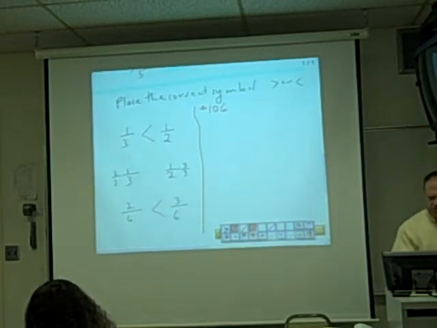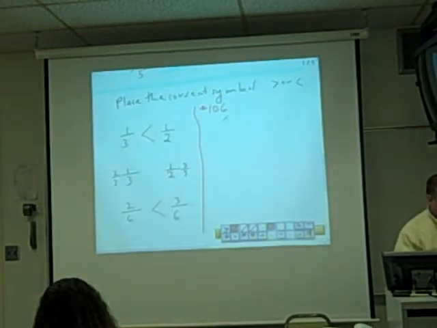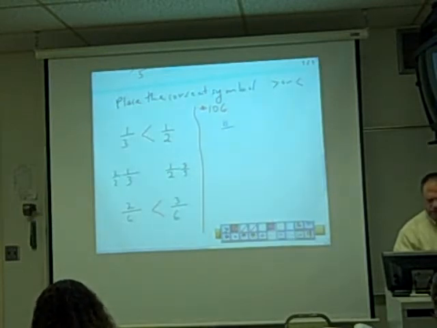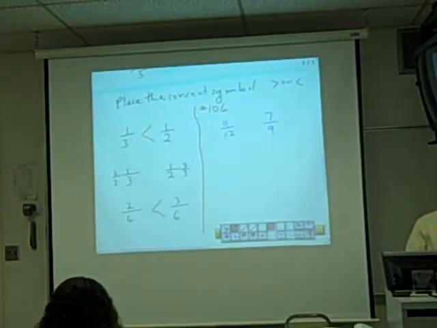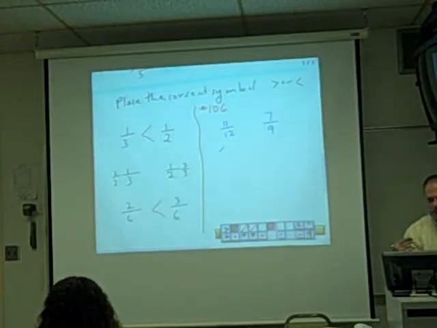Alright, let's say we have two numbers, this is problem 106. Let's say we have 11 over 12 and 7 over 9. Well, this one's a little bit more difficult. So what I tell students to do is take the larger denominator and start multiplying it by numbers and see if you can get the other number to be that same term.